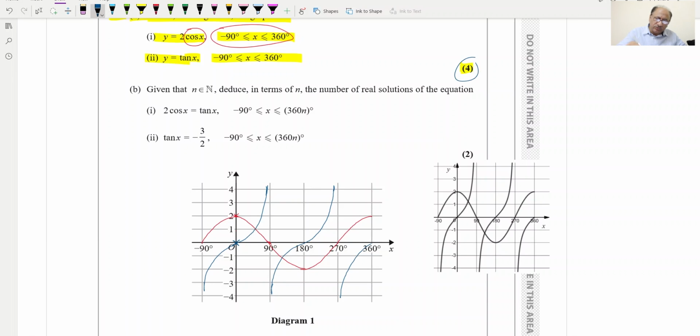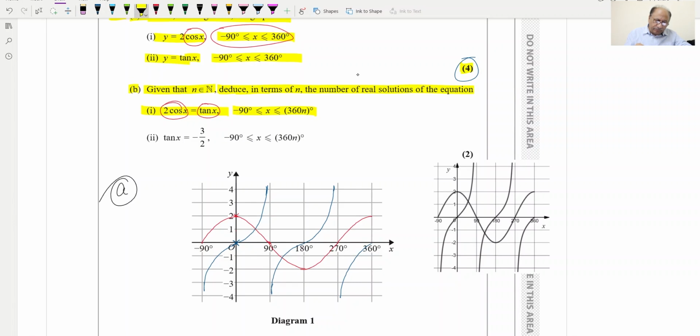Now this is a 4-mark question, straightforward. We require only the sketching part. This is the A part, which we are done with. Now B part is saying, given that n belongs to the set of natural numbers, deduce in terms of n the number of real solutions of the equation 2 cos x is equal to tan x between minus 90 and 360n.